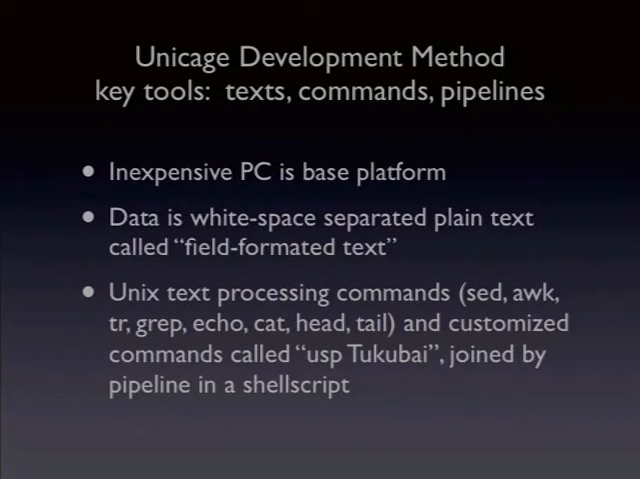The key tools are text files, commands, and the pipeline. They use inexpensive, common PCs as their base platform. And the data is only text files, white space separated plain text, called field format text. And they use common Unix commands: sed, awk, tr, grep, echo, cat, head, tail, etc. And customized commands, USP Tukubai commands: self, join0, join1, join2, sum2, sum4, sum5, gyo, keta, marume, and so on. And they are joined by pipelines in shell scripts.